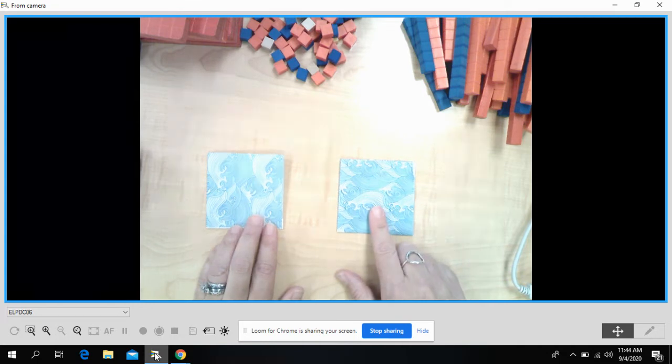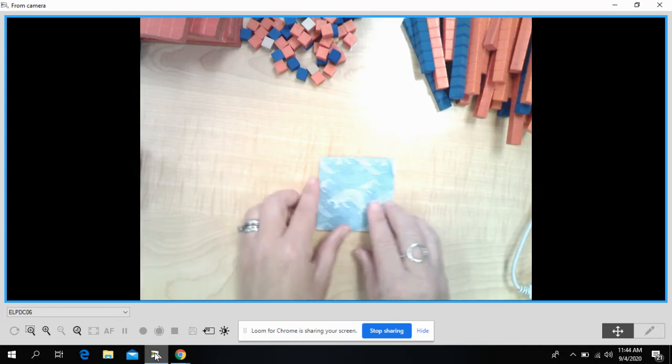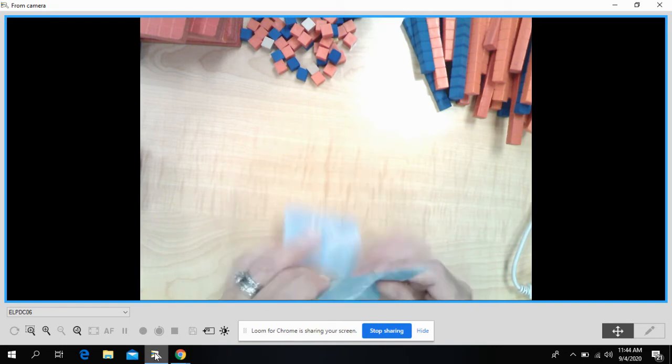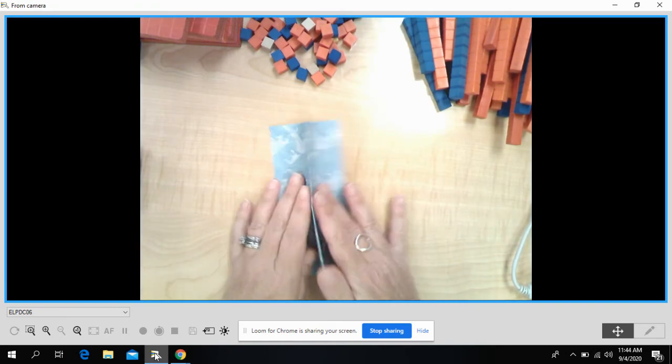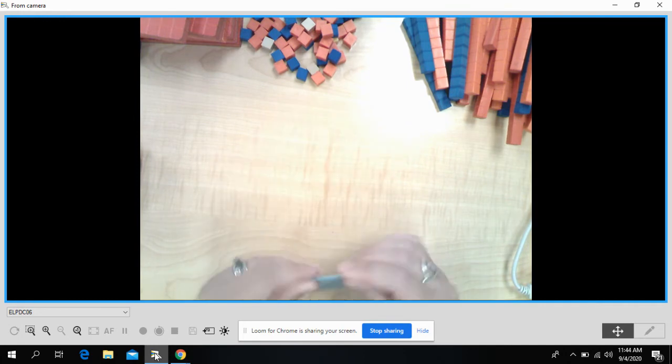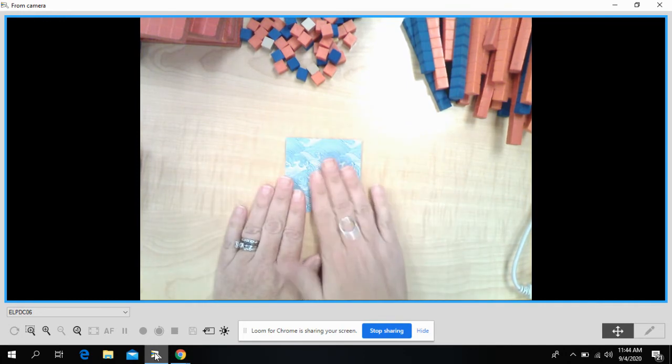This one right here, I made it by taking my whole piece of paper and I folded it in half, and then I folded it in half again, and I got a square.